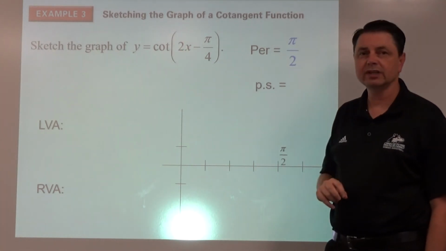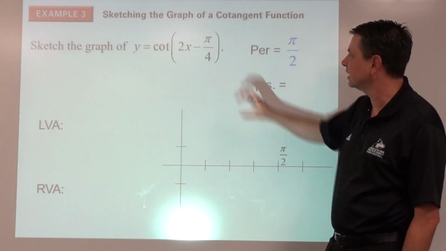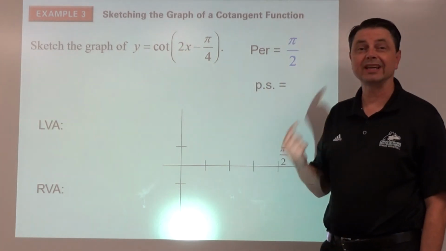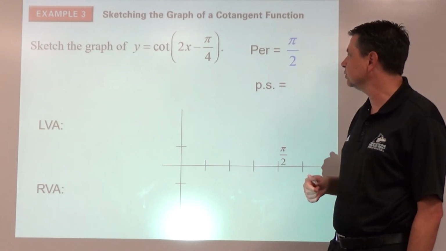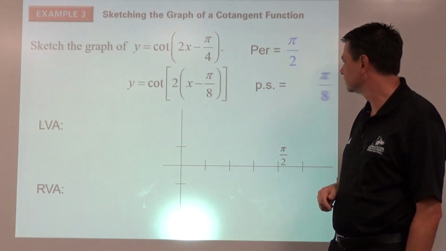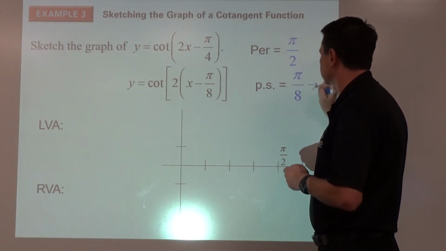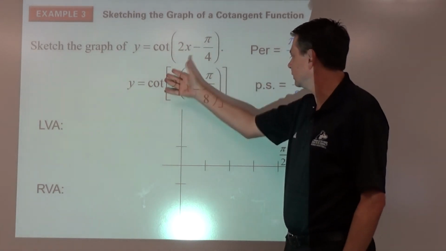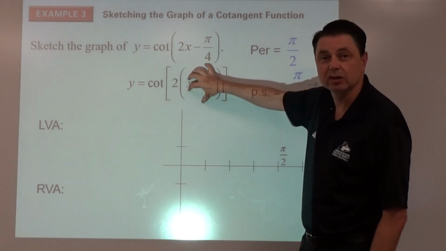The phase shift is always c divided by b, no matter what the function is. C is pi over 4 divided by 2, or you could think of that as pi over 4 times 1/2, the reciprocal. We do get pi over 8, and it is positive. So we will be going to the right. If we did want to factor out the 2, we would see this. Then you can see kind of how the phase shift connects to the factored form.